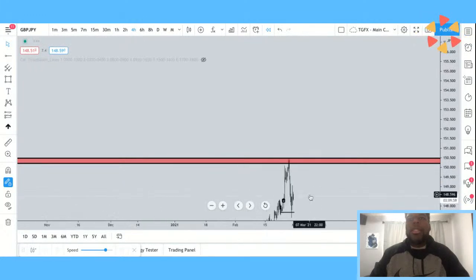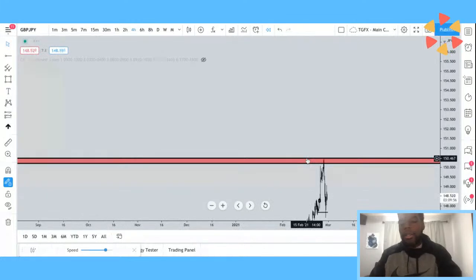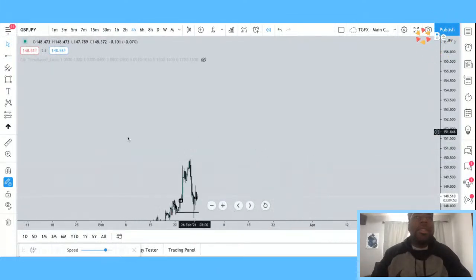Sheesh, how big did I draw this thing? All right, so I'm just going to draw a new zone because I don't know how far I made this one go.